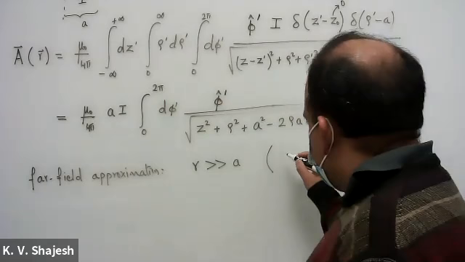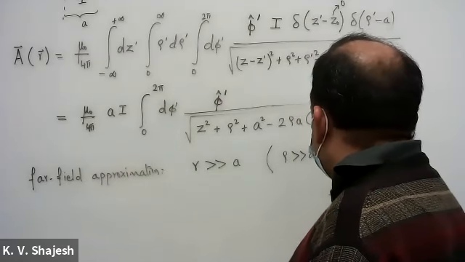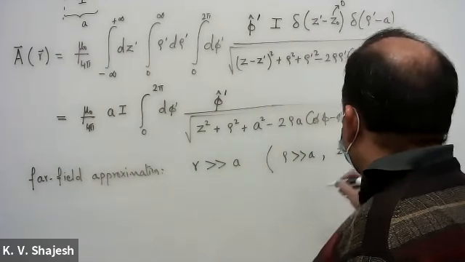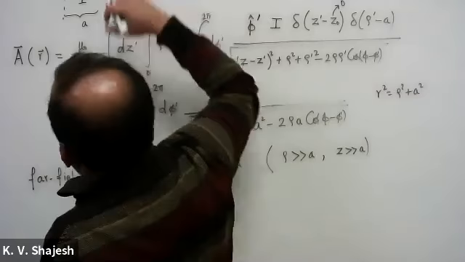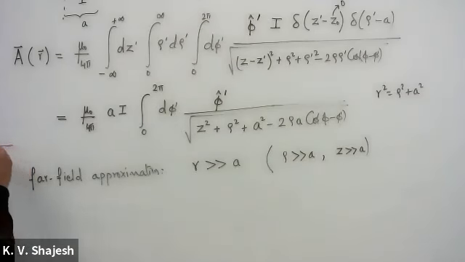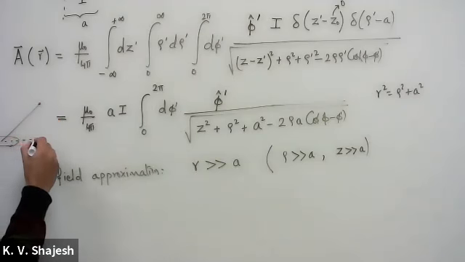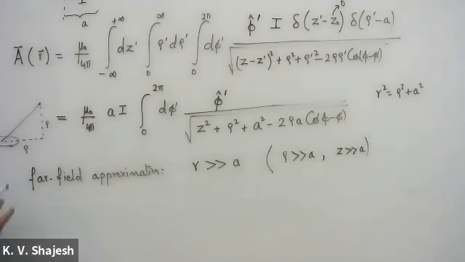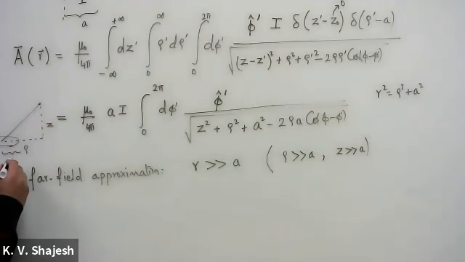So that also means that rho has to be very much greater than a, and z has to be very much greater than a. We want to keep both those conditions intact. So if I were to draw this here, that's your loop, that's somewhere. This is your rho, and that's your z. You want both of these to be large. That's our approximation.